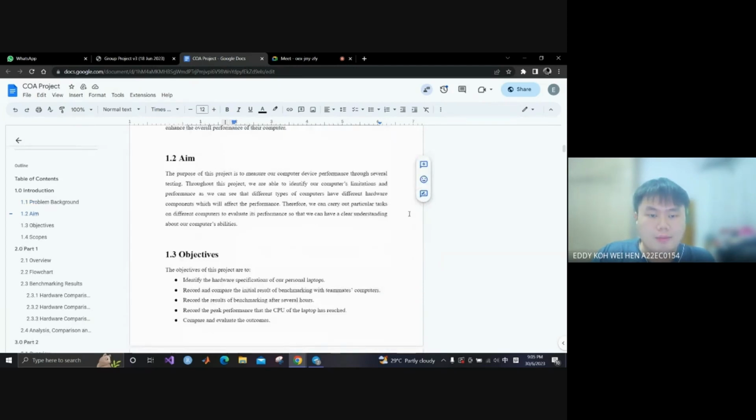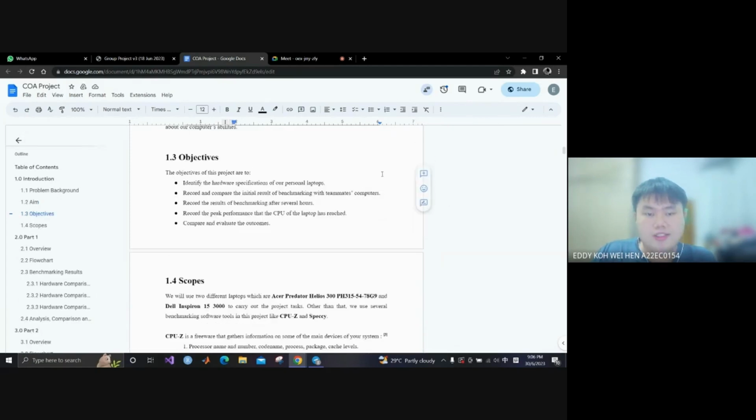The aim of this project is to measure our computer devices' performance through several tests. Through this project, we are able to identify our computers' limitations and performance, as different types of computers have different hardware components which will affect the performance. Therefore, we can carry out particular tasks on different computers to evaluate their performance so that we can have a clear understanding of our computers' abilities.